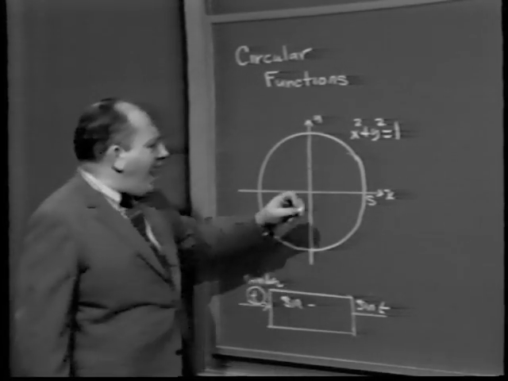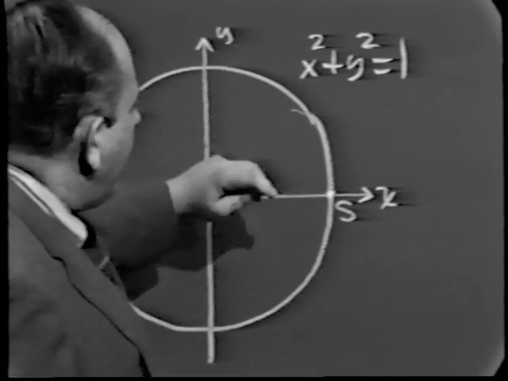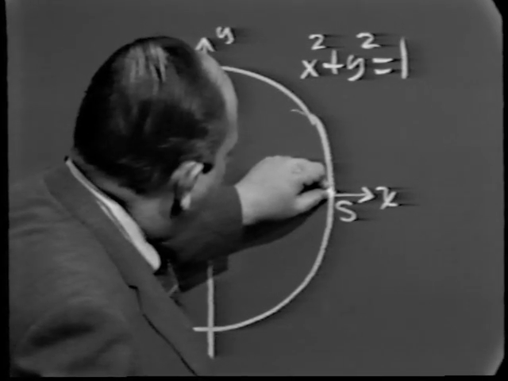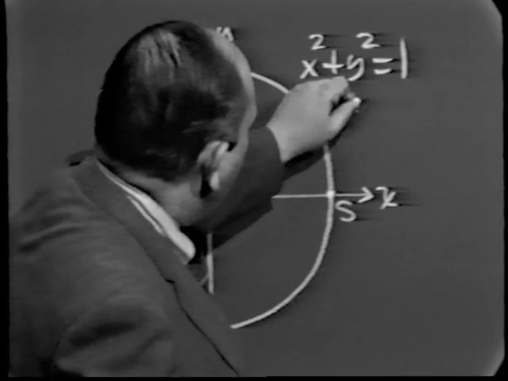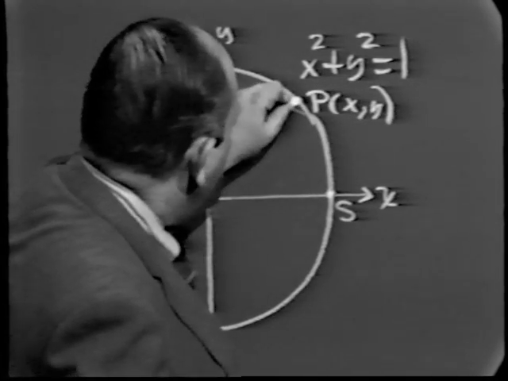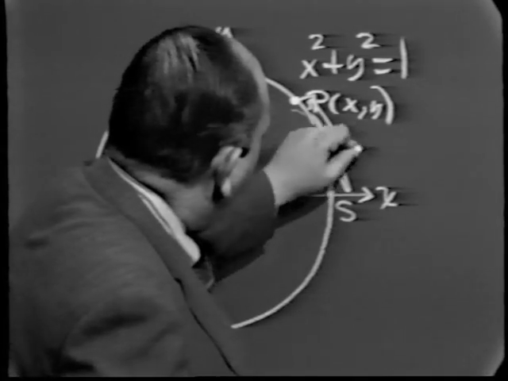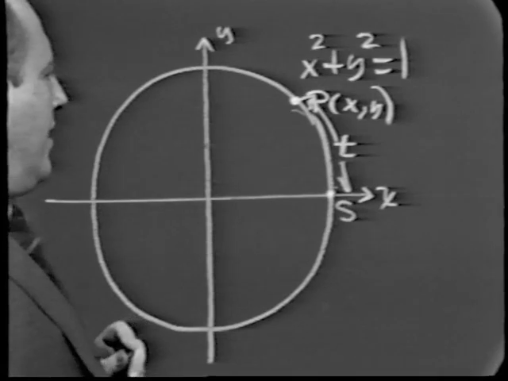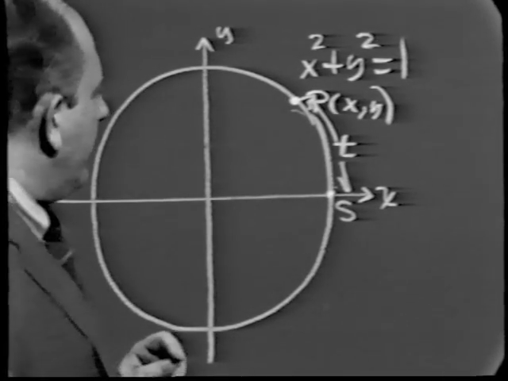As such, I can take t and lay it off along my circle in such a way that the length originates at S and terminates, shall we say, at some point P whose coordinates are x and y. Now notice what I'm saying here. I lay the length off along the circumference. I'll talk more about that a little bit later. Now, so far so good. No mention of the word angle here or anything like this.